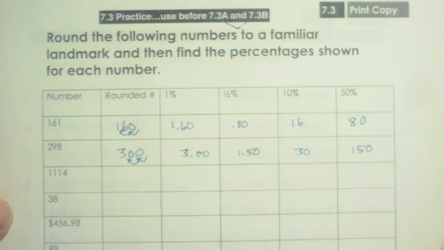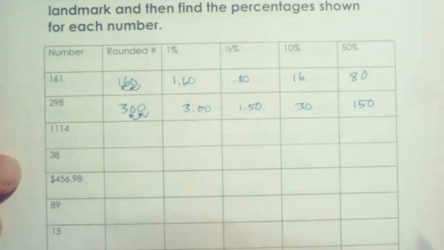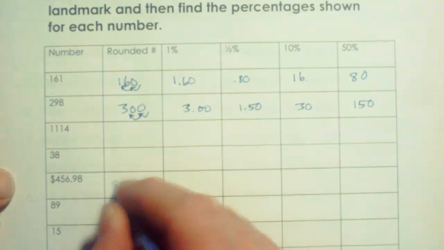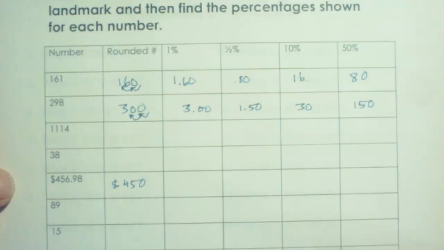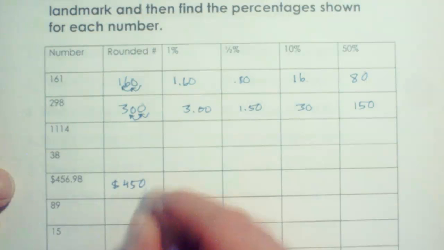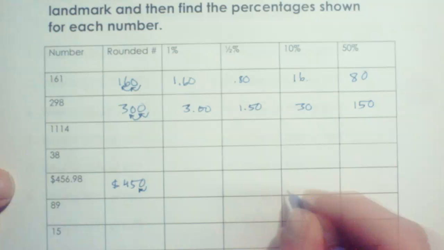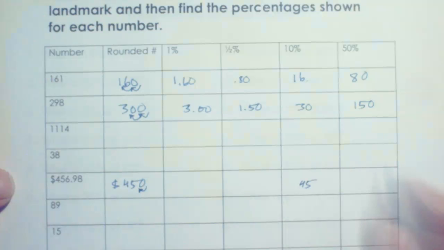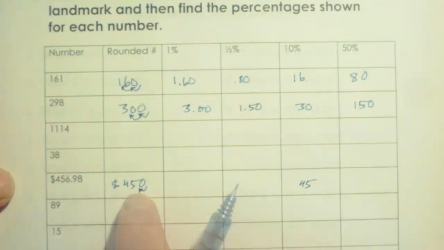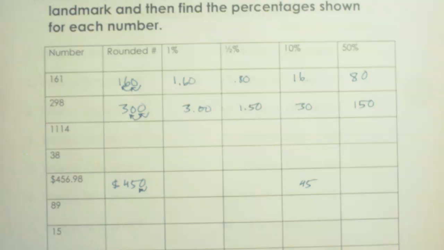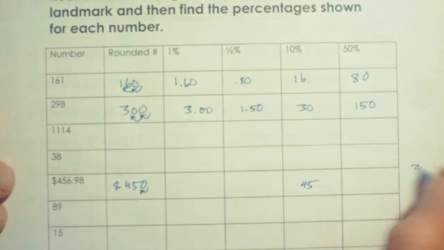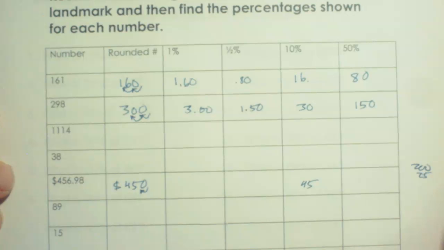All right, let's do a big one. $456.98. I don't care. What do you want to call it? $500? $450? Let's go with $450. $450. 10%. Move the decimal. That's 45. What's 50% of it? Well, not 50% of 45, 50% of 450. Well, half of 400 is 200, right? And half of 50 is 25. So half of 450 would be 225.